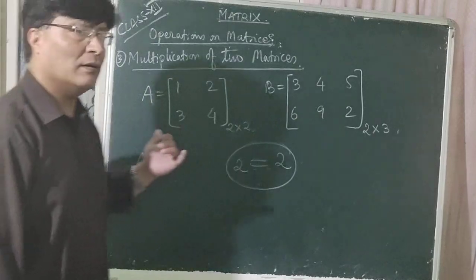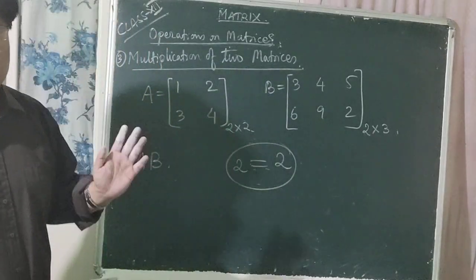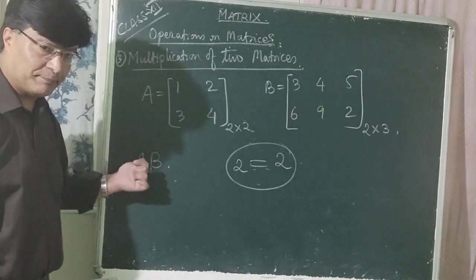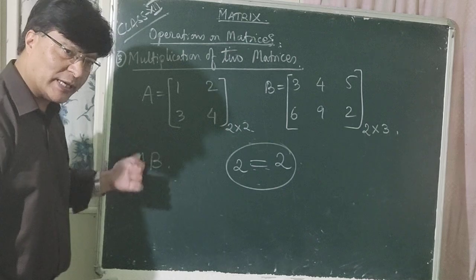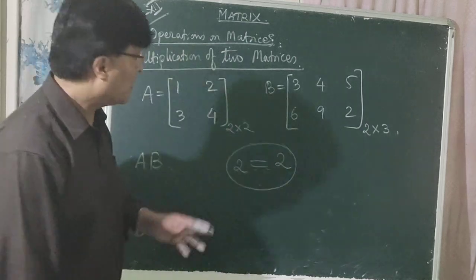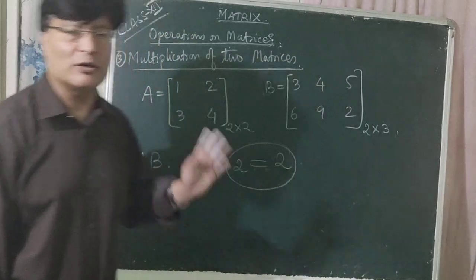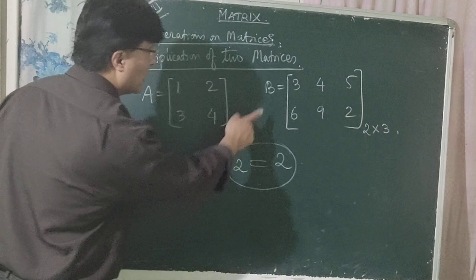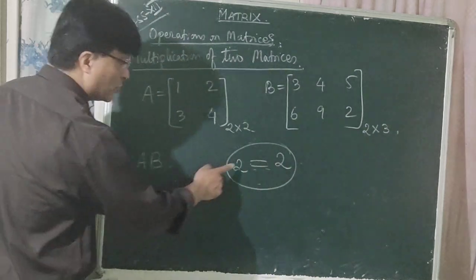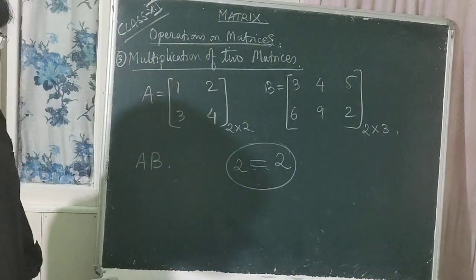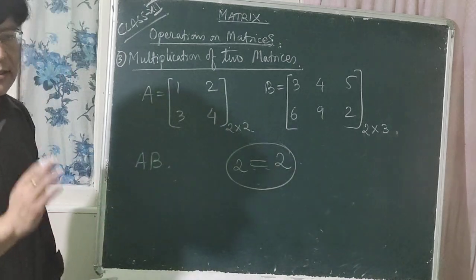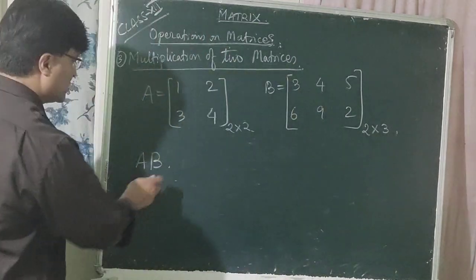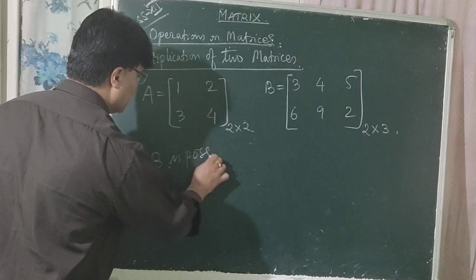Because while multiplying matrix A by matrix B, you have to multiply row by column. That's why for the first matrix A, you should consider the number of columns, and for the second matrix B, you should consider the number of rows. So here for matrix A, number of columns is 2, and for matrix B, number of rows is 2. So they are equal. That means you can multiply A by B. That is, matrix multiplication AB is possible.